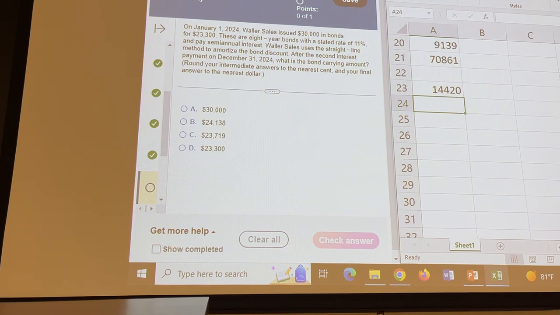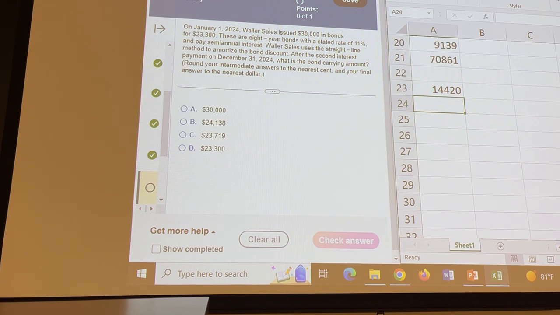This reminds me of something I should have said before. There's another method that can be used for amortization called the effective interest method. And GAAP accounting actually says that you should use the effective interest method unless the results for the straight line method are not significantly different.